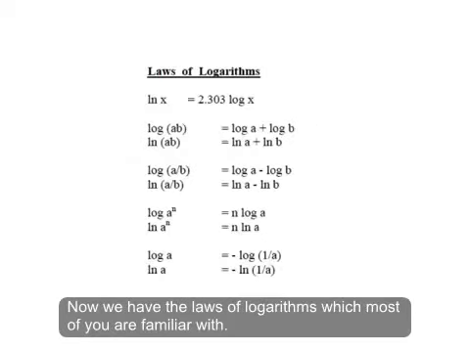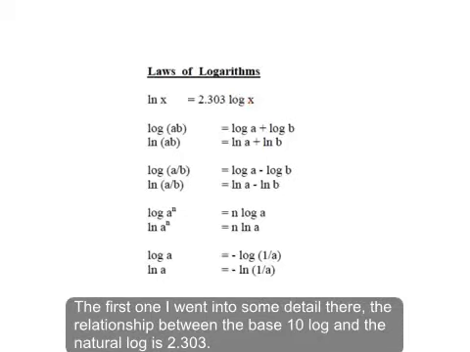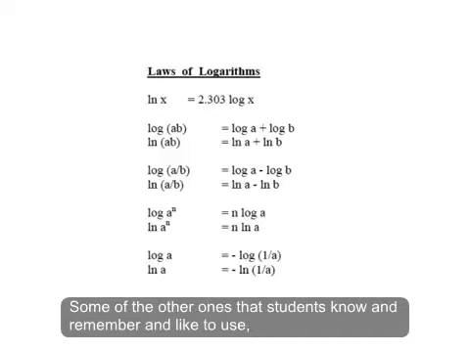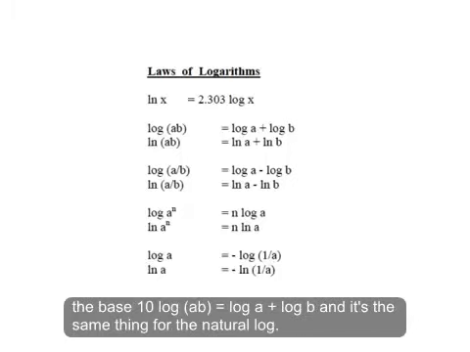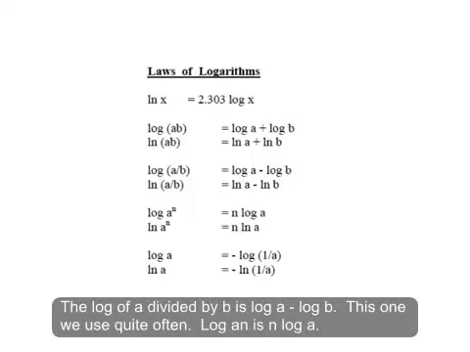Alright, now we have the laws of logarithms, which most of you are familiar with. The first one I went through in some detail there. The relationship between the base 10 log and the natural log is 2.303. Some of the other ones that students know and remember and like to use: the base 10 log of AB is equal to the log of A plus the log of B, and it's the same thing for the natural log. The log of A over B, or divided by B, is log of A minus log of B.